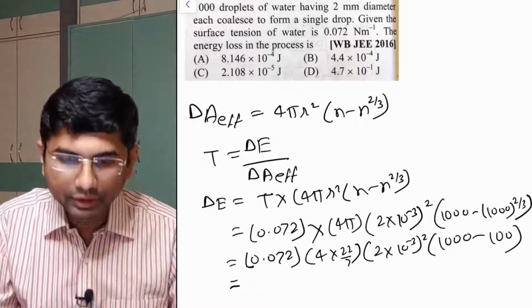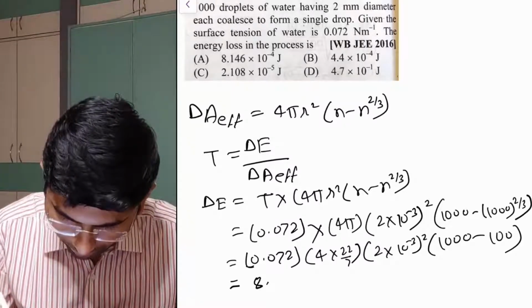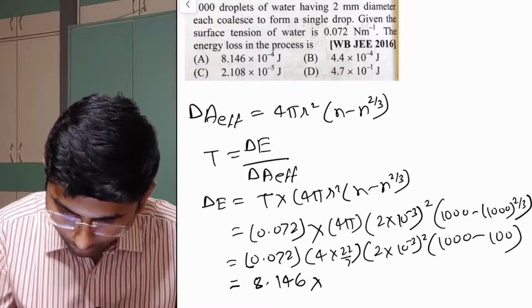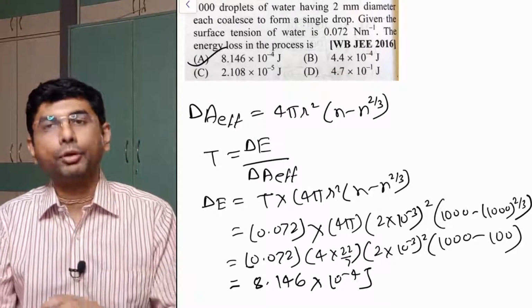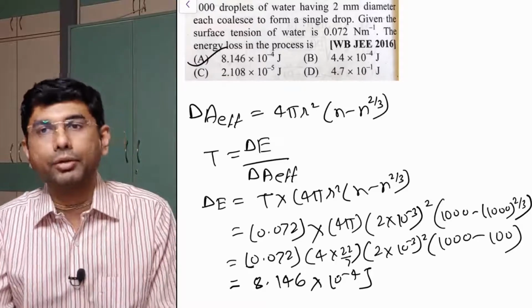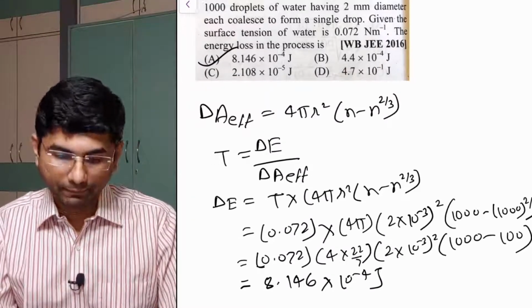Now after solving this, I am just giving you the direct answer. The answer comes to be 8.146 into 10 to the power minus 4 joule. This is the answer. If you want, you can solve it by yourself and calculate it. Therefore, the answer will be option number A.